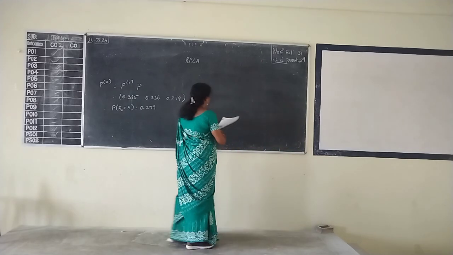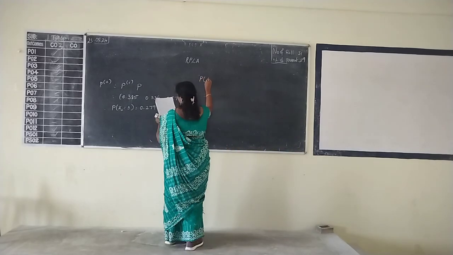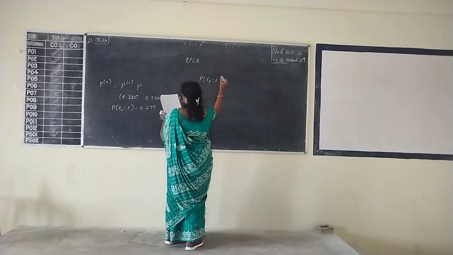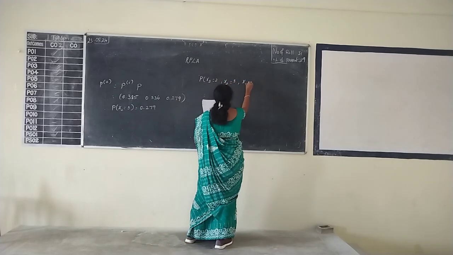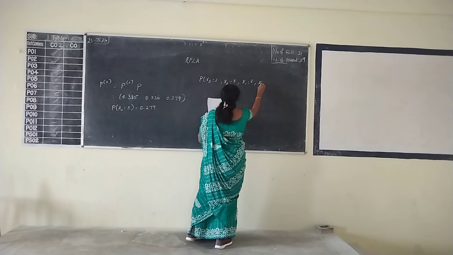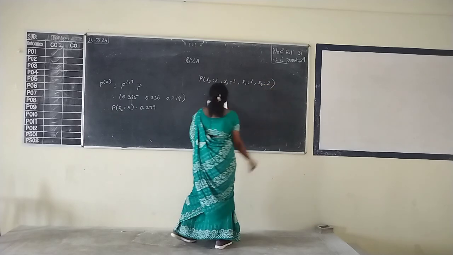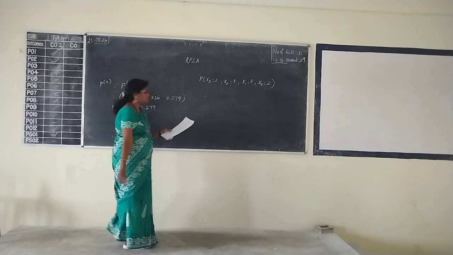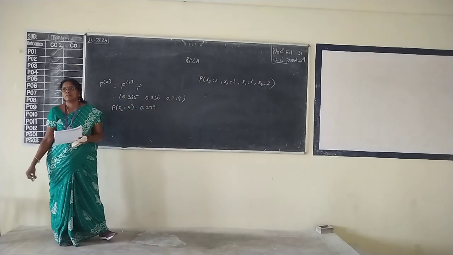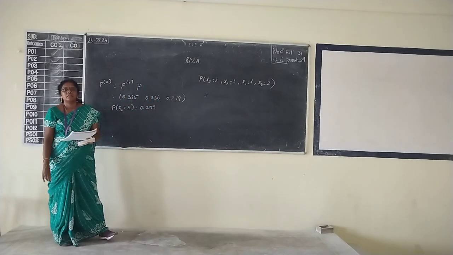Take the second one. Probability of X3 equal to 2, X2 equal to 3, X1 equal to 3, X0 equal to 2. So I will tell you easily how to rewrite this one.